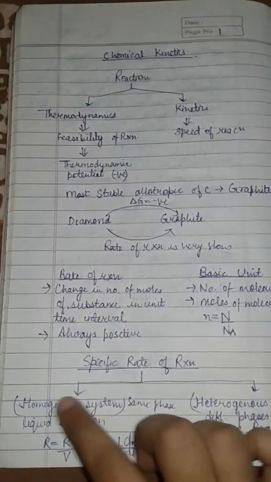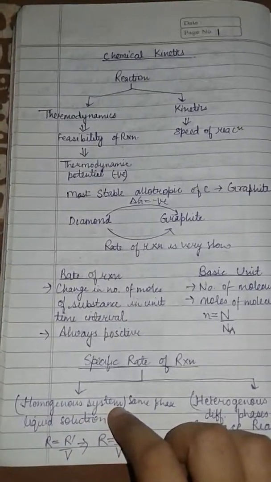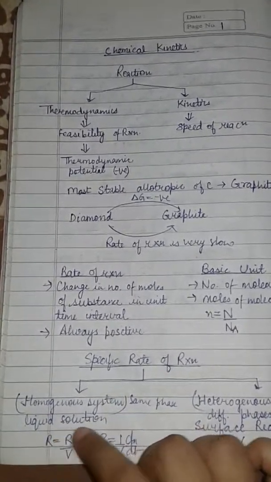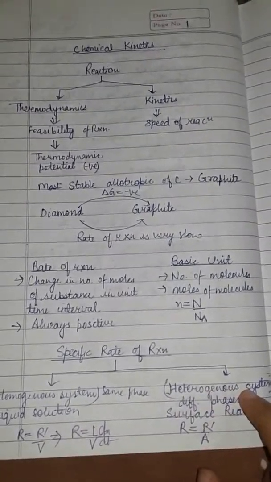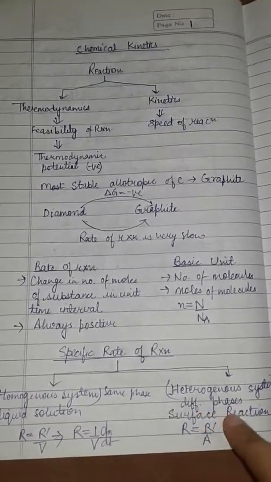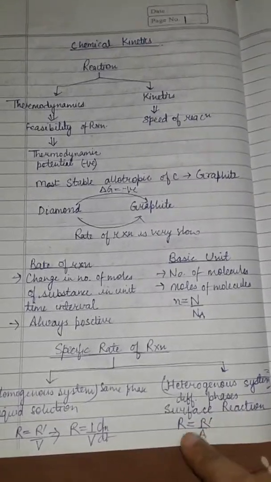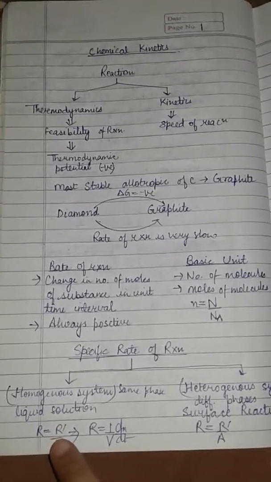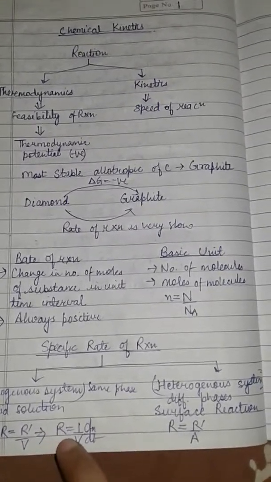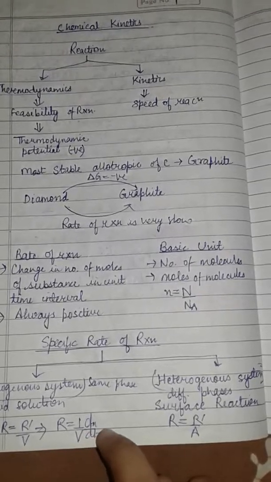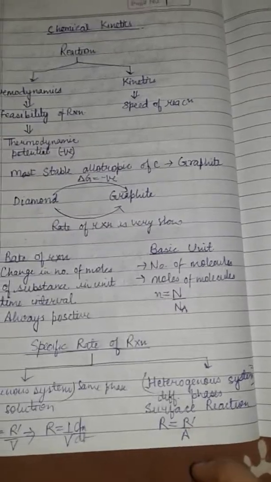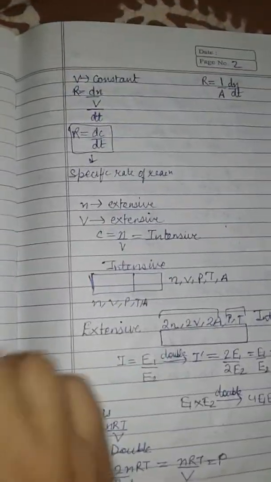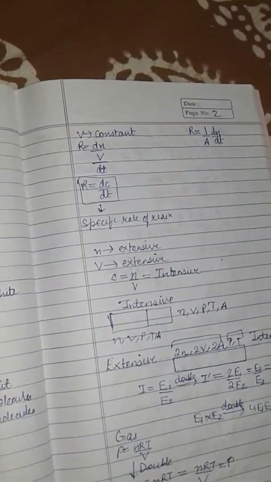Specific rate of reaction: it can be a homogeneous system, that is the same phase, for example a liquid solution, or a heterogeneous system, that is different phases, for example a surface reaction. In homogeneous, rate is equal to R dash upon V, or rate is equal to 1 upon V dN upon dt. In heterogeneous system, R is equal to R dash upon A, where V is volume and A is area.